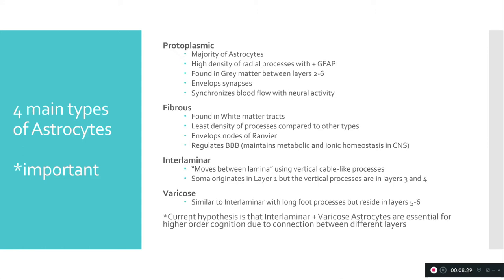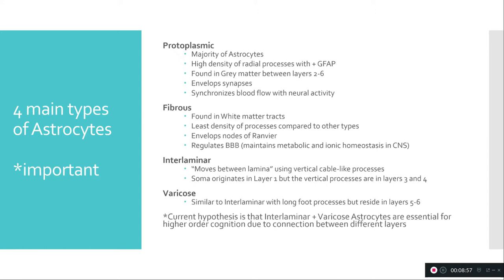Okay, so some of these astrocytes are dependent on the layers of the cortex, and we'll be making a video on that as well. Okay, so the current hypothesis is that interlaminar and varicose astrocytes are essential for higher order cognition due to connections between different layers. So in order for us to process things more efficiently and to modulate how we learn and how much adaptation our neurons have, our neuroplasticity is highly dependent on our astrocytes.